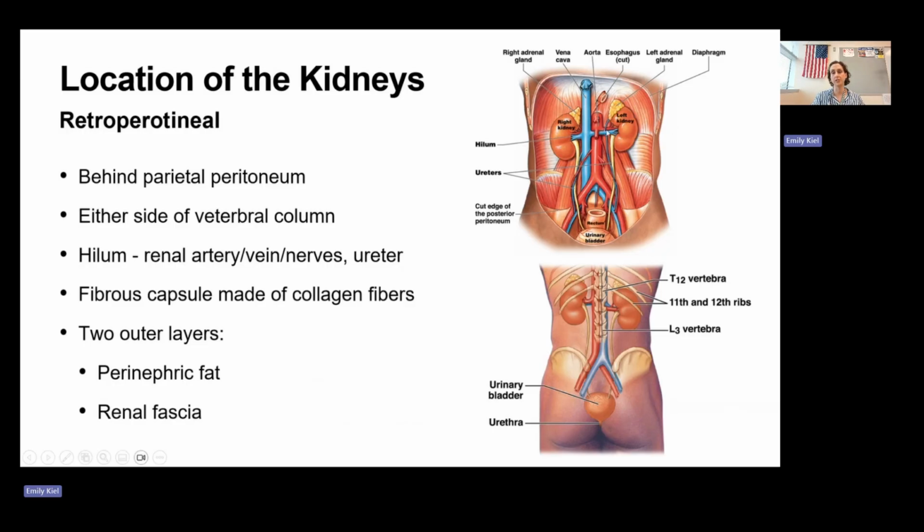So your hilum is the location where all of these come into the kidney. They have a fibrous capsule made of collagen fibers around them, and we'll see that on our histologic views. And there are two outer layers. Outside of that capsule, you've got some perinephric fat, essentially fat around the kidneys. And then you also have some renal fascia in that area.